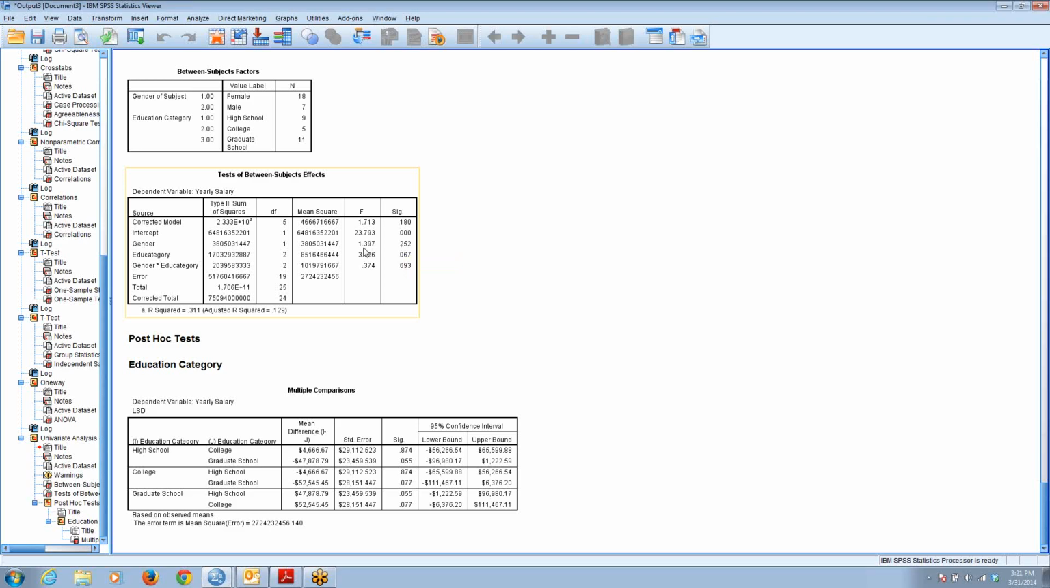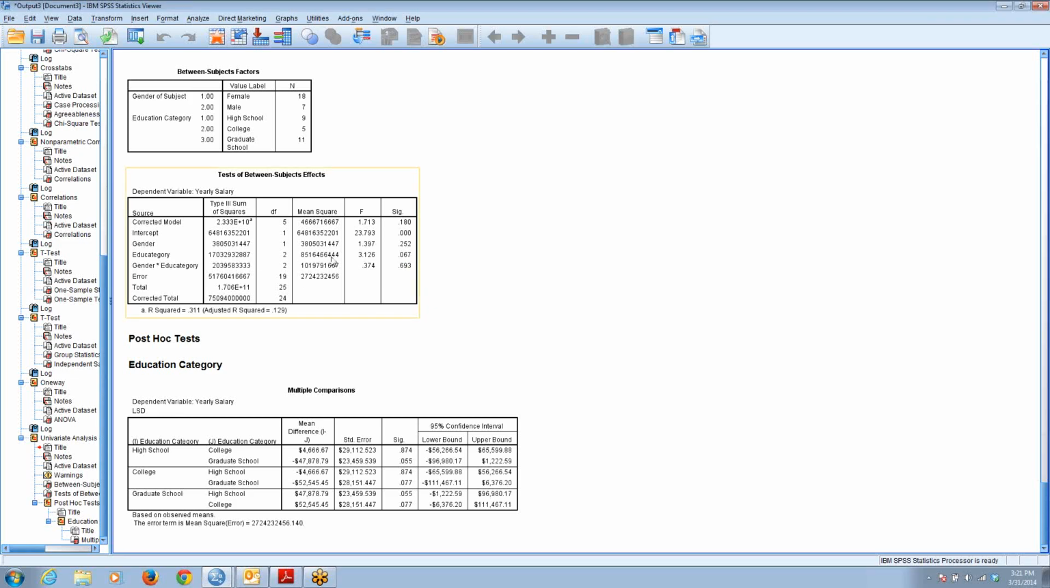That would be what we call a main effect. A main effect is, is there a difference between the different levels of one particular independent variable on the dependent variable? So on the independent variable of gender, the dependent variable of salary, there's no significant difference.